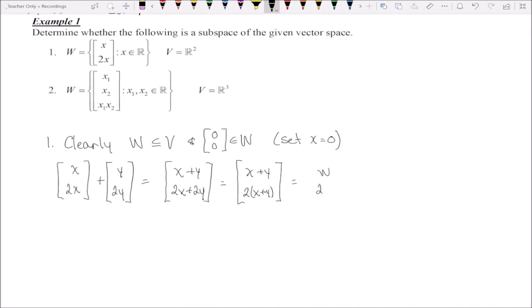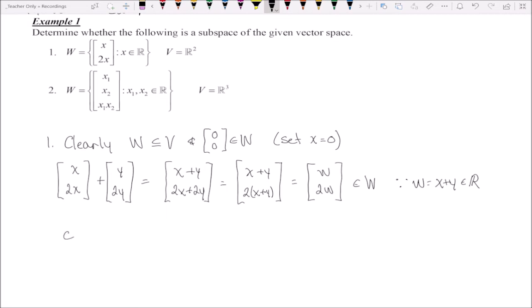If we let X plus Y be W, we get (W, 2W), and this clearly satisfies the condition to be in W, because W is simply the sum of real numbers. So it is itself a real number. So it's closed under addition.